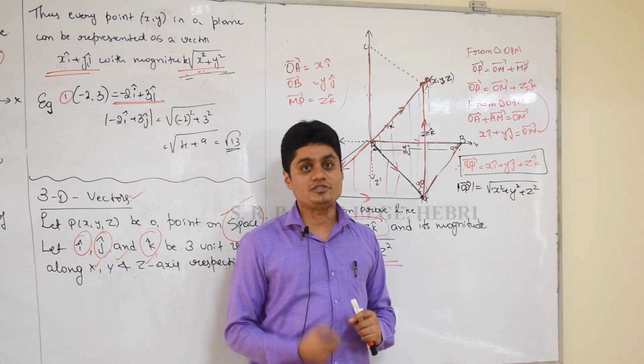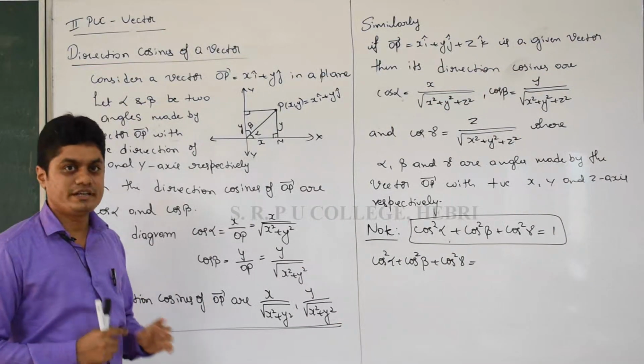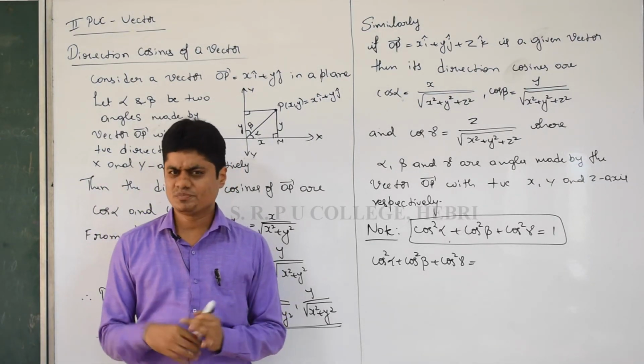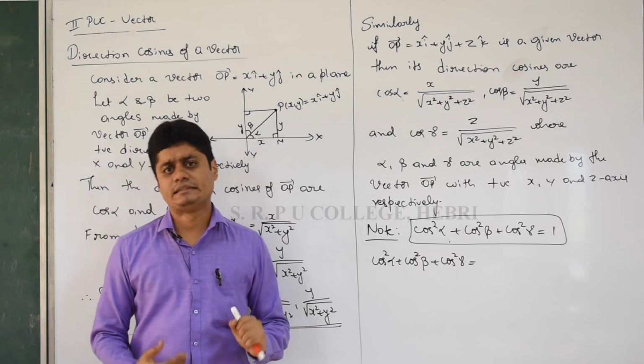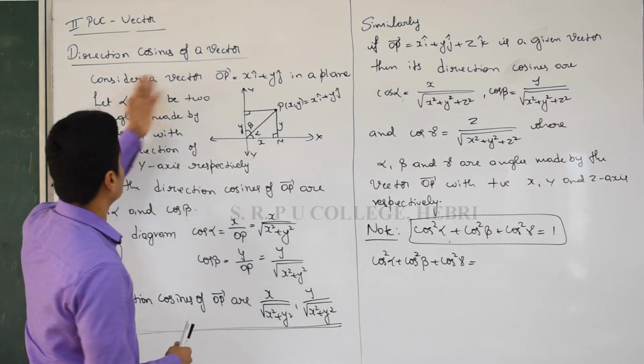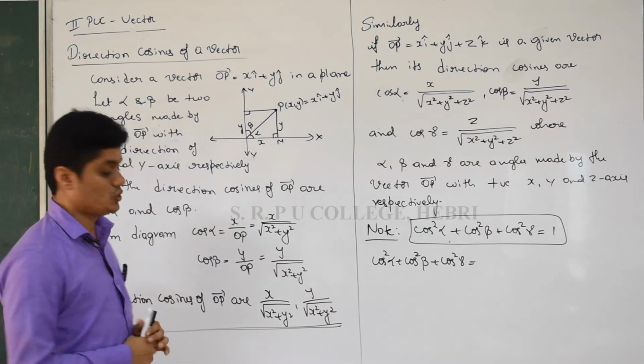So one more concept is there in this section. It is called direction cosines. We studied position vector, two-dimensional vector and three-dimensional vector. Now one small concept related to this, but very important for entrance exams. It's called direction cosines of a vector.